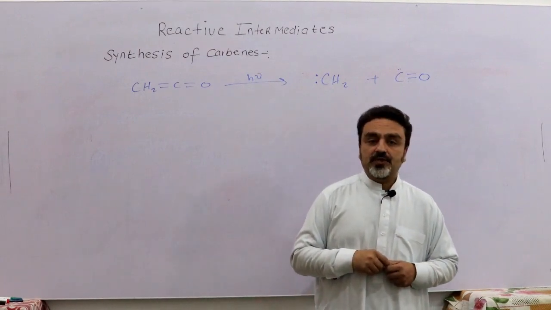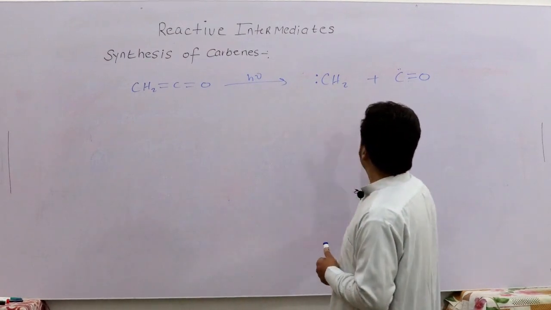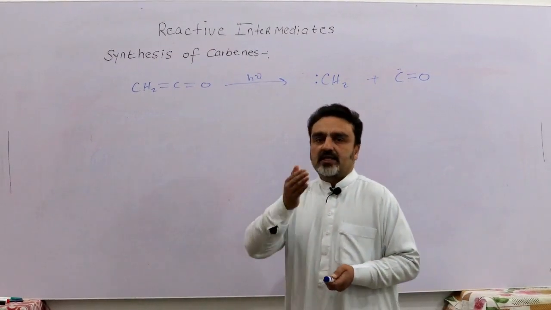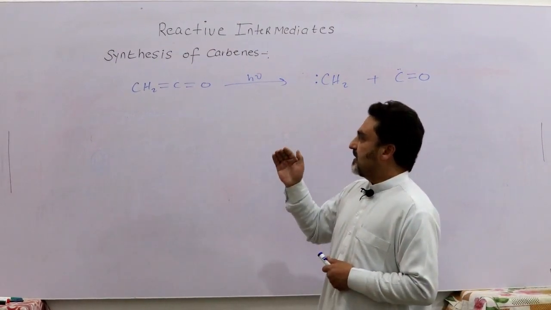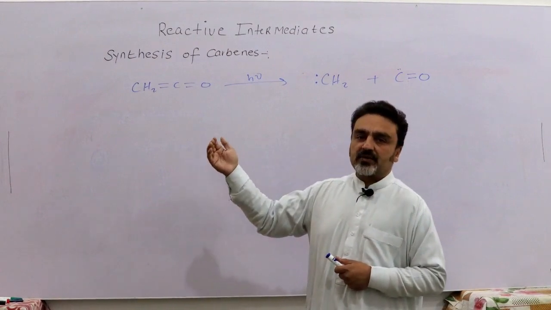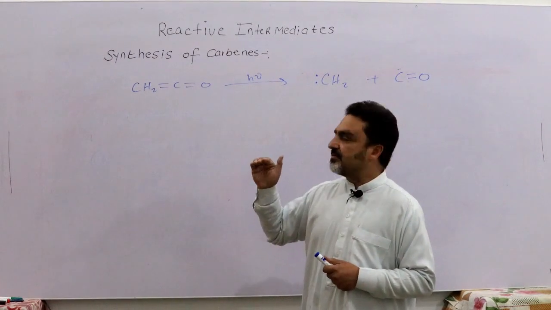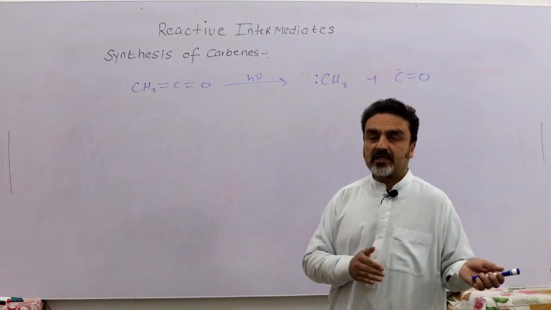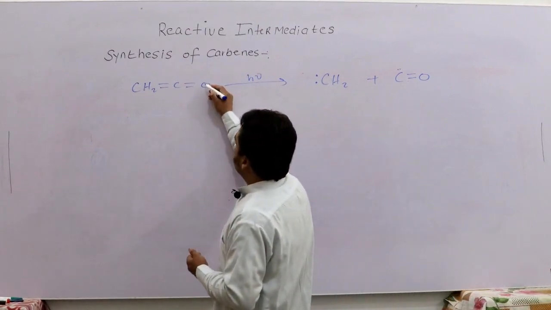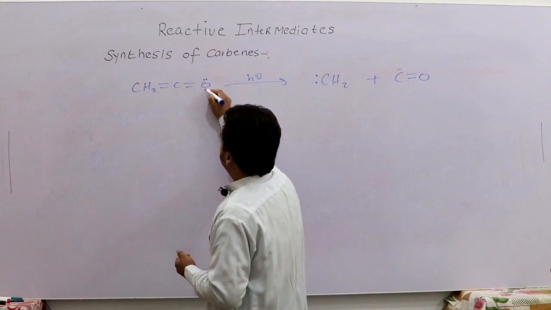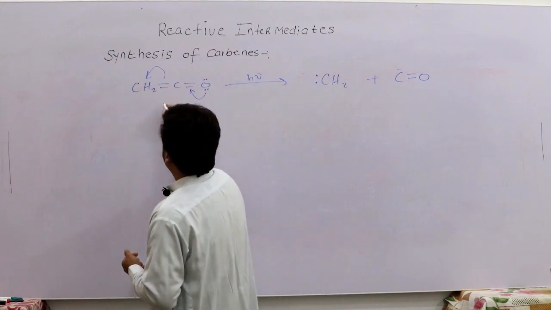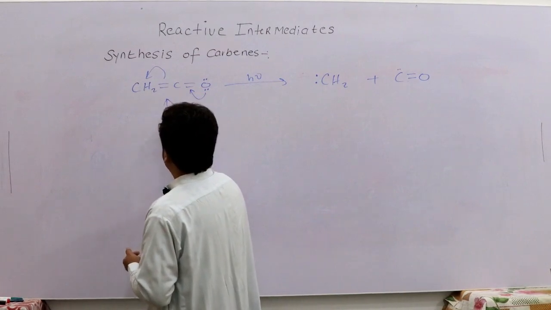So how is carbon monoxide produced? It's the same type of reaction as for the carbene. Diazo-type compounds could produce the carbene, and these compounds also produce the carbene in the same way. But here they have oxygen. This oxygen comes here. This is another resonance form of this ketene.